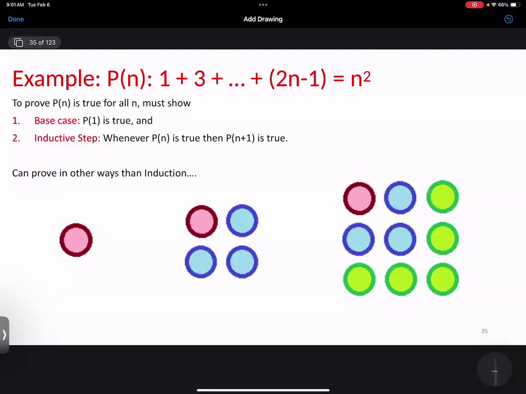I will give you a non-inductive proof. I'm going to draw the dots in a nice way, trying to use color to make things as easy as possible to visualize. So if I have just one odd number, it's one dot. If I have 1 plus 3, I add 3 more dots, and notice that I'm adding it in such a way to get a square.